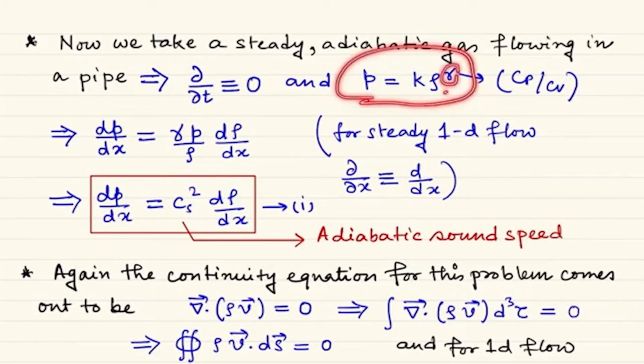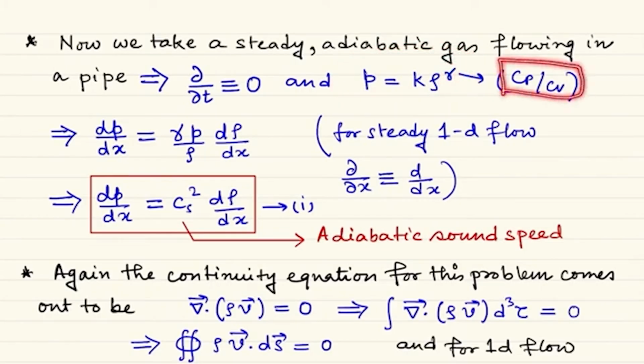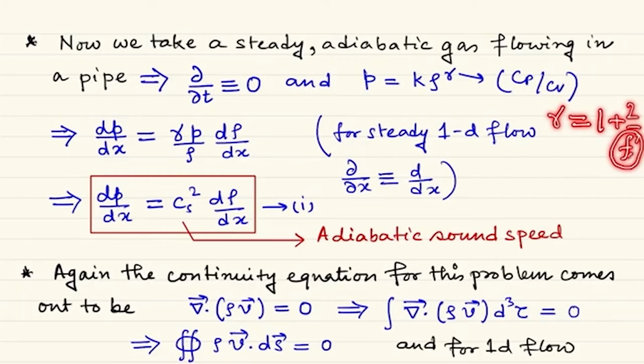But this gamma is not an arbitrary polytropic index; it is equal to Cp by Cv. Also, if you know this formula, for the adiabatic index, gamma can be written as 1 plus 2 by f, where f is the number of degrees of freedom. So if we are considering a monoatomic gas, then f is 3, so gamma will simply be equal to 5 by 3.